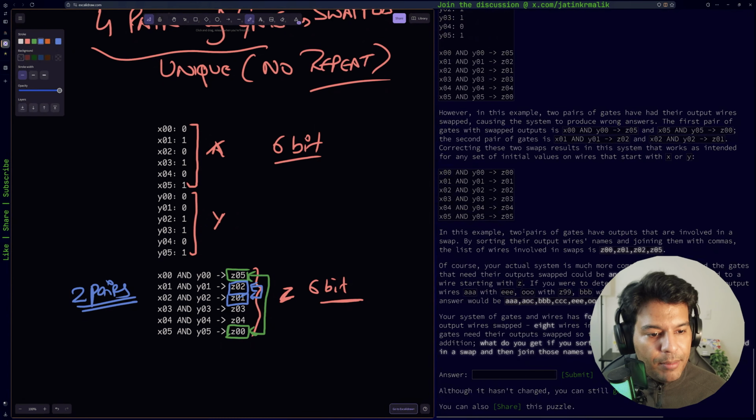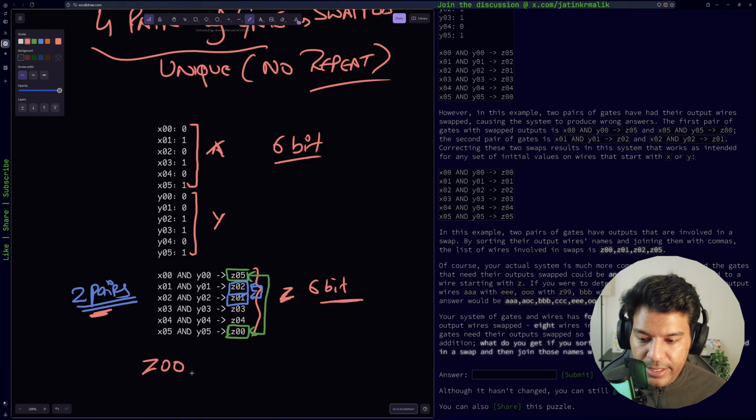Okay, so in this example, two pairs of gates have outputs that are involved in a swap, which are marked with the green and the blue color here. And by sorting their output wire names and joining them with commas, the list of wires involved in a swap is Z00, Z01, Z02, and Z05. I see. So we are taking all these wires that were part of the swap of these two pairs. And if we write them alphabetically, it becomes Z00, Z01, Z02, and Z05.